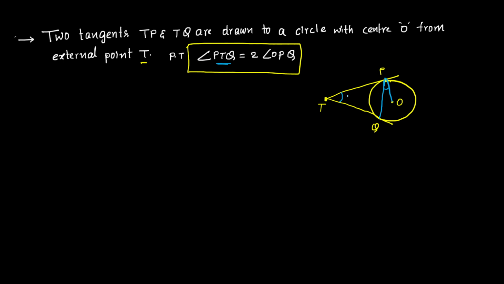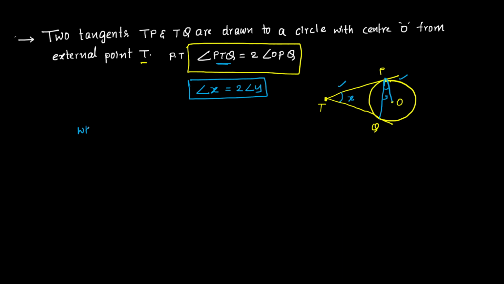So let this angle be X and this angle be Y. What we have to prove? We have to prove angle X is equal to 2 times angle Y, right? This is PTQ and this is OPQ. In the question it was clearly asked to prove that angle PTQ is 2 times OPQ. Now we need to prove this: X is equal to 2y. Now see this triangle.